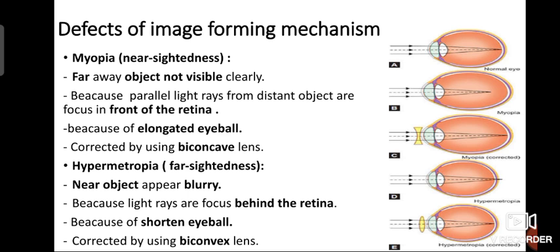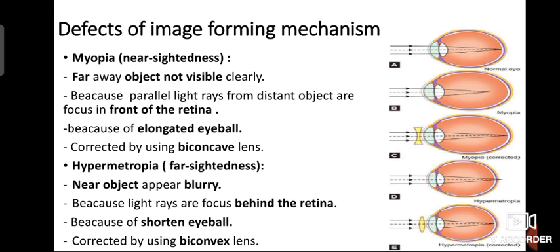So as you see, this is a normal eye. The parallel rays go through the lens and focus exactly on the retina. But in myopia, what happens? The parallel rays go through the lens and focus in front of the retina because of the elongated eyeball. When we use a biconcave lens, the light rays are diverged and bent, and they focus on the retina.